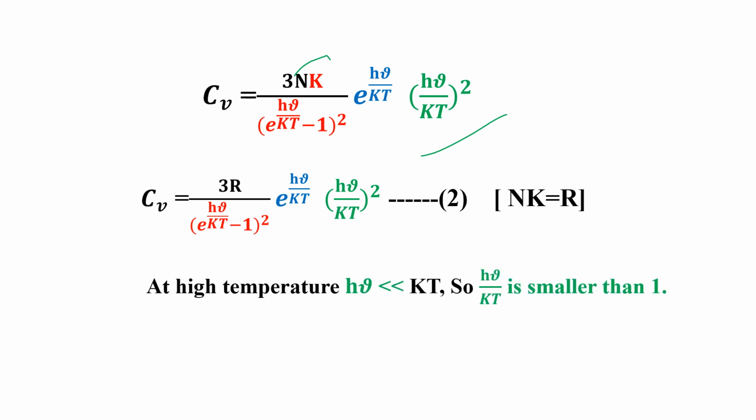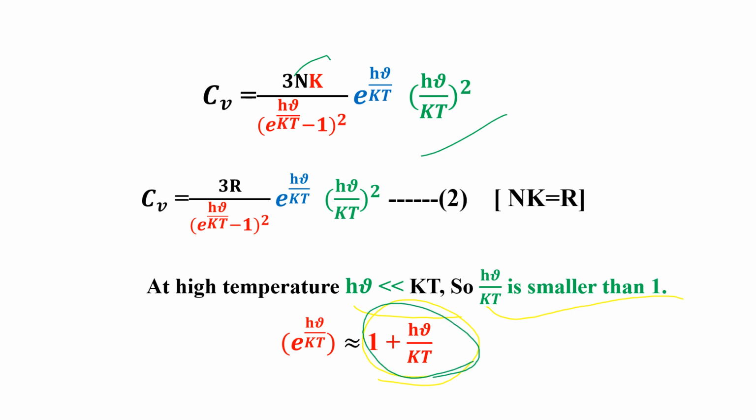So at high temperature, the h nu value will be less than kt. So h nu by kt value will obviously be less than 1. At that circumstance, instead of e power h nu by kt, we can use the term 1 plus h nu by kt. So in numerator you are having e power h nu by kt, which is highlighted in blue color. In denominator also you are having e power h nu by kt, which is highlighted in red color. Instead of those two values, you can use this 1 plus h nu by kt.